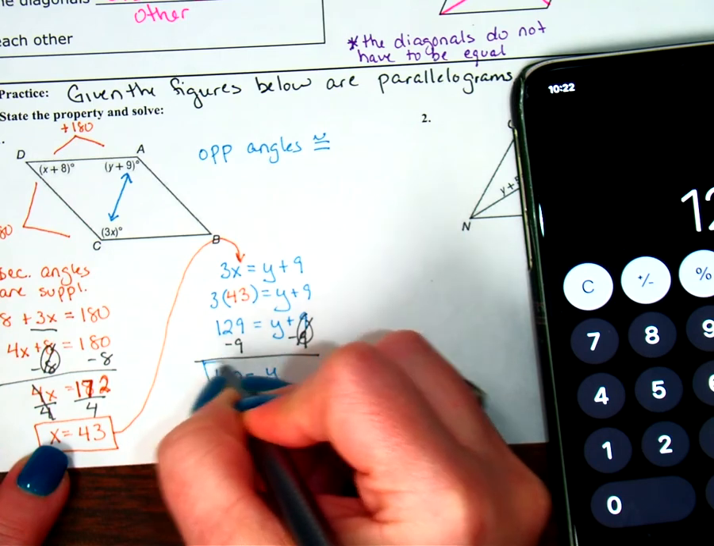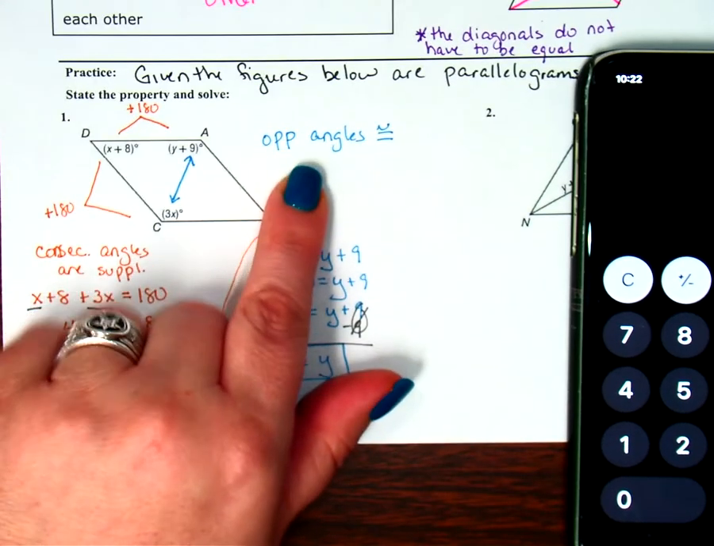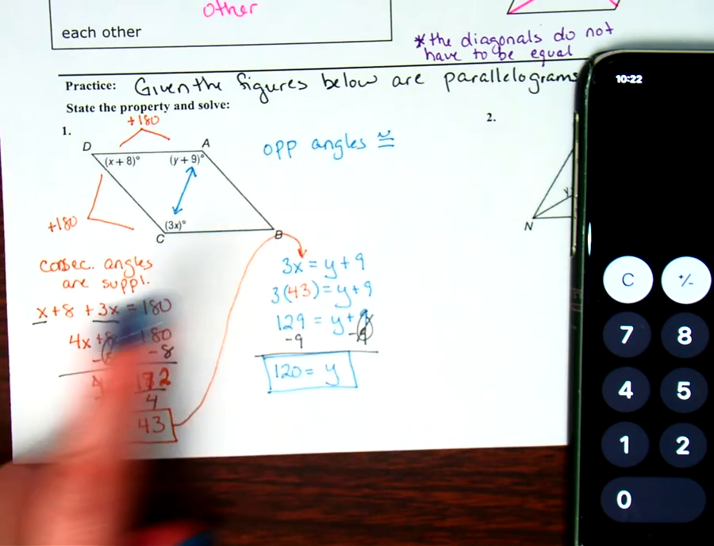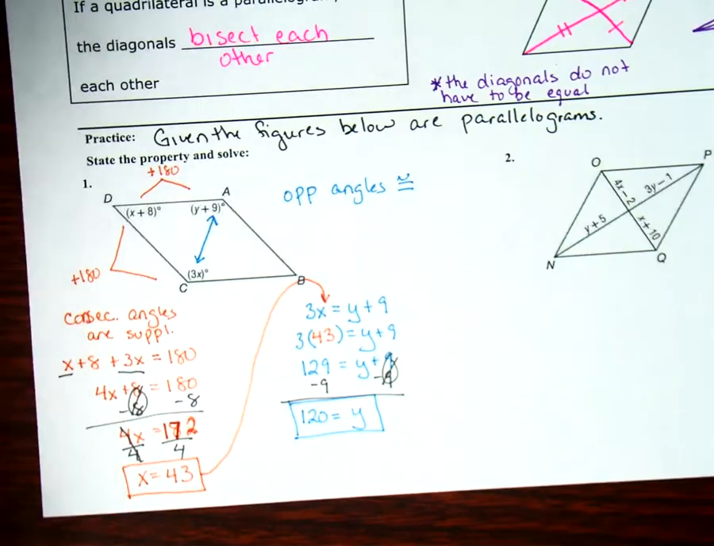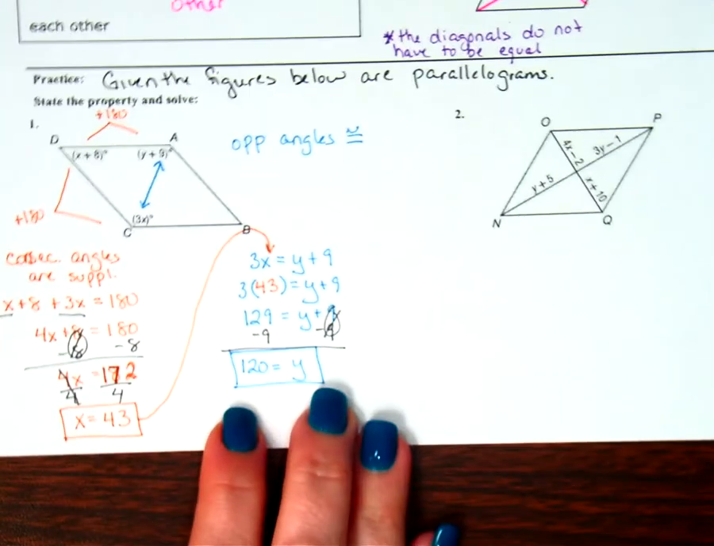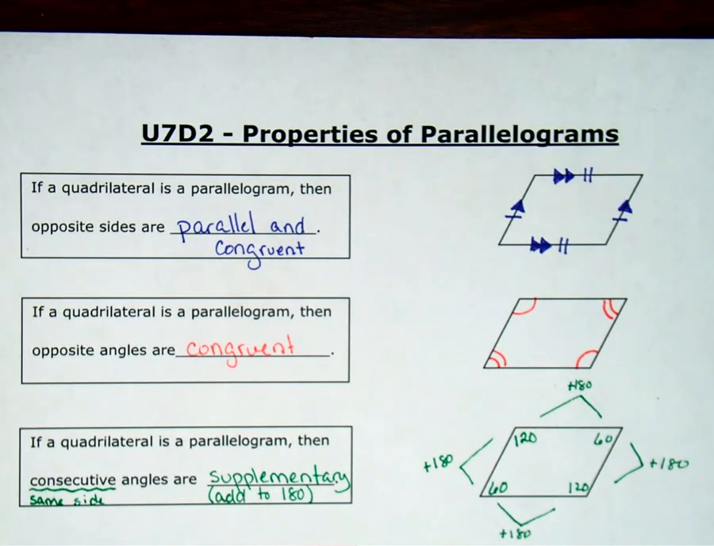So I found x and I found y using the properties that opposite angles are congruent and consecutive angles are supplementary. I had to use both of those properties in order to solve for that. Okay? All right, in the next video we'll pick up with number 2 and we'll figure out which of my 4 properties we are going to use to solve for x and y in number 2. Come on back. See you in the next video.